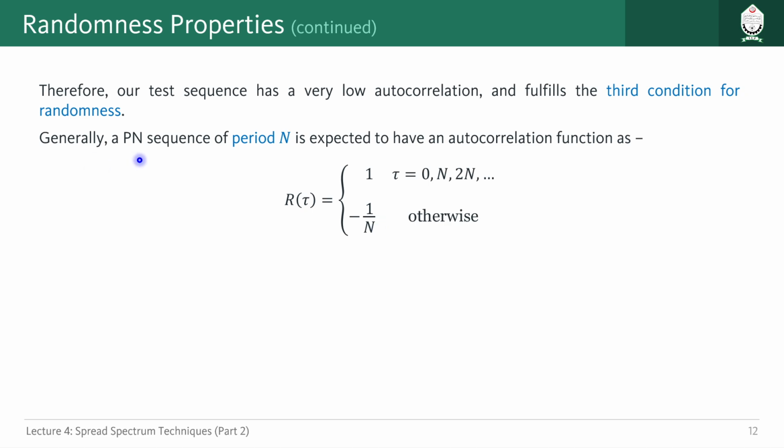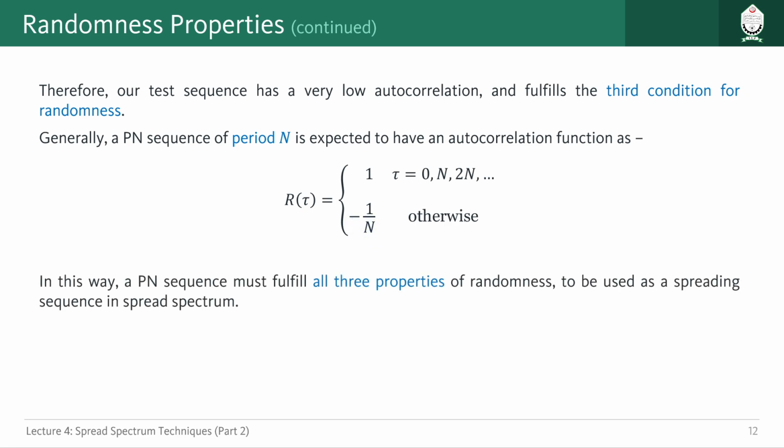And generally for a PN sequence of period n, this is expected to have similar kind of autocorrelation function. That is, for tau is equal to 0, n, 2n like this, it should give a value of 1, and otherwise it should give a value of minus 1 divided by n. And in this way, if a sequence fulfills all these three properties of randomness, then we can say that this is a random sequence, or at least has the statistical properties of a random sequence, and that can be used for spread spectrum.